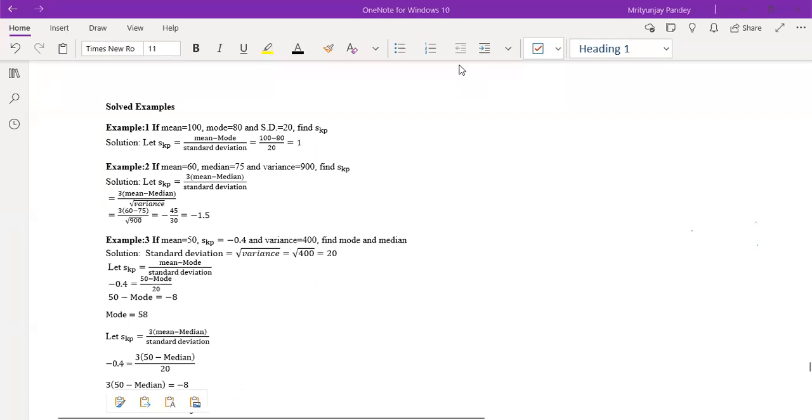फाइंड द skewness. So this is your first question. Mean is 100, mode is 80, standard deviation is 20. Find the SKP. So this is your formula of SKP. Mean minus mode divided by standard deviation. दोनों का डिफरेंस लिया, आंसर 1 है. That's it. Understood? That is a so simple question.